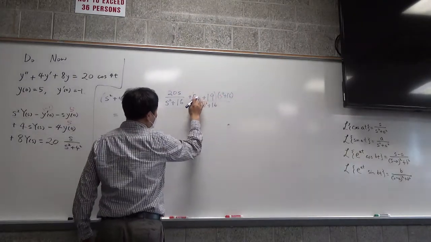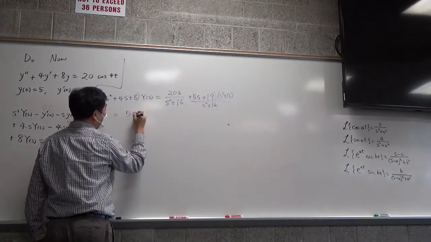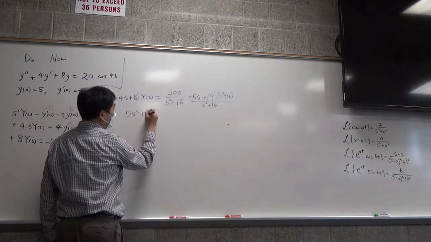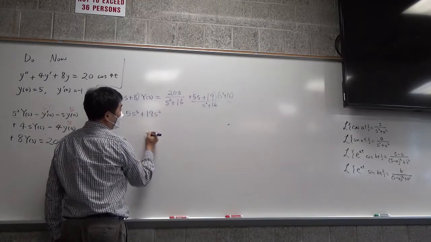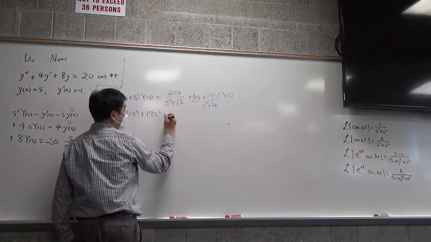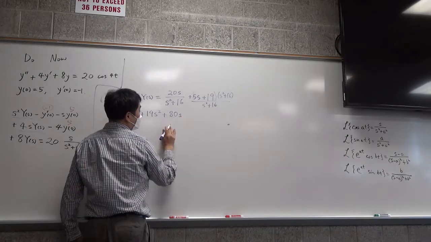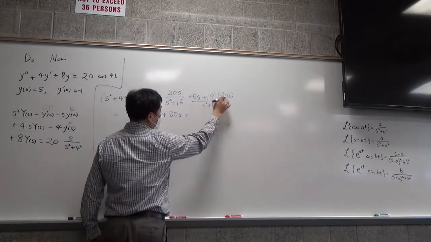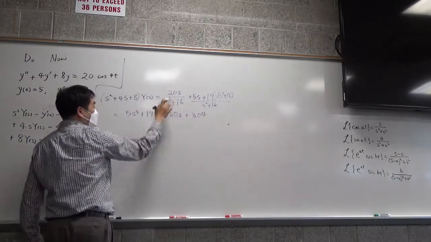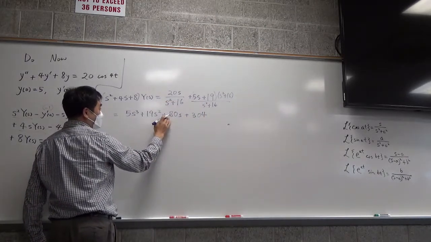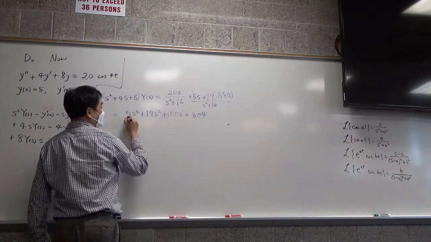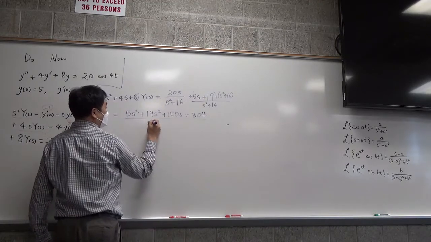That's s squared times 5s gives you 5s cubed. And then 19s squared. And then you have 16 times 5s, which is 80s. And then plus 19 times 16 gives you 304. Oh, and then there's extra 20s that's added to here. So that's going to be 100s over s squared plus 16.